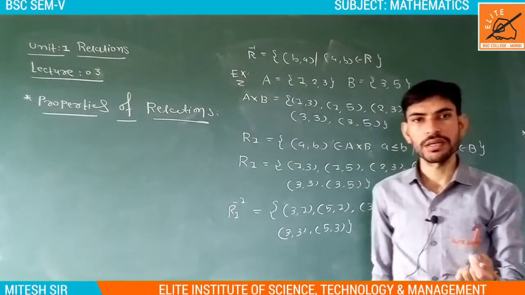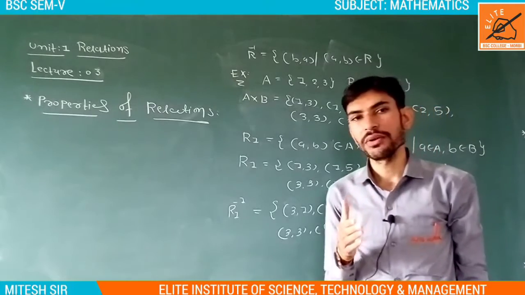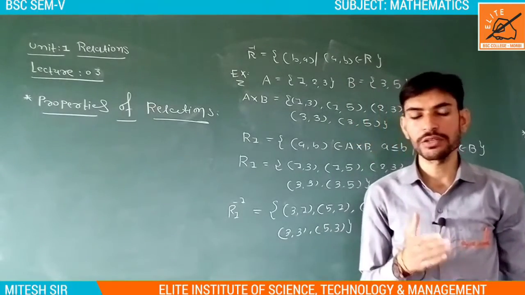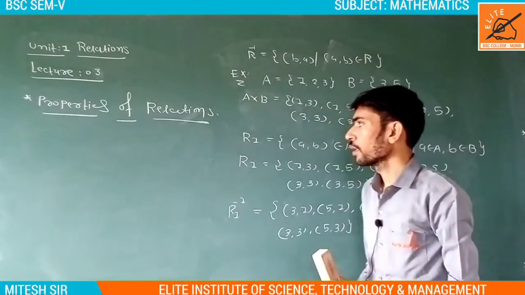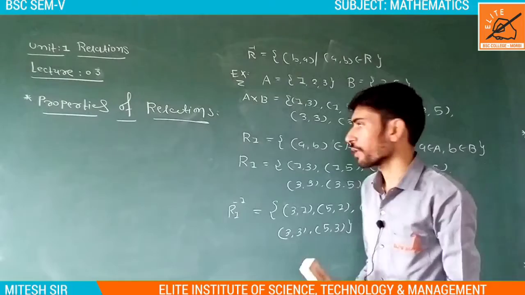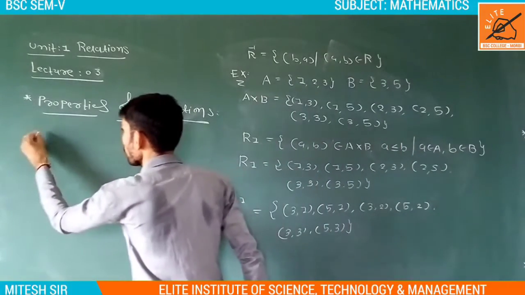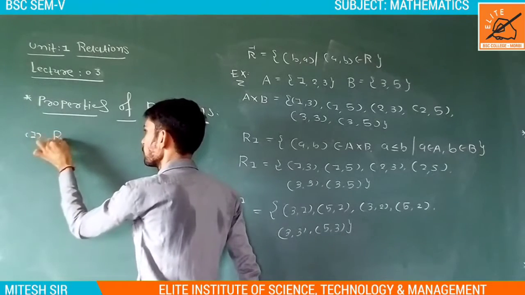You have already studied all the properties: reflexive, symmetric, transitive, anti-symmetric, asymmetric in 12th standard. So there is nothing new. So first here we discuss the first property, which is reflexive relation.